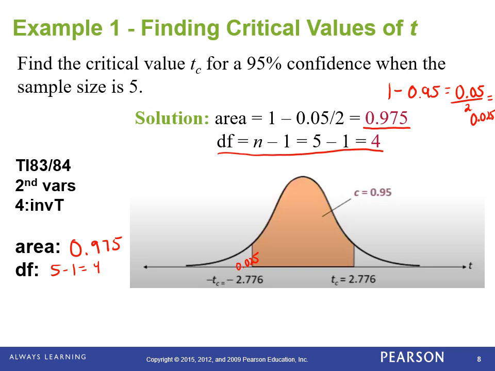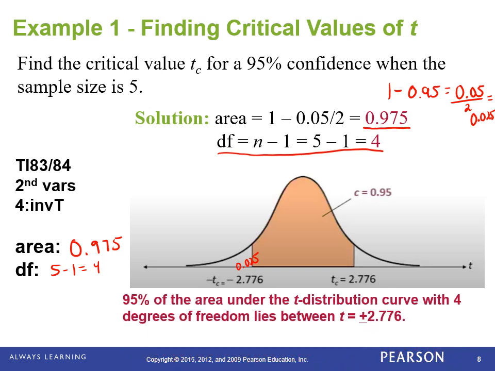You're going to get the 2.776. And remember, you can have the negative one of that or the positive one. Those are our limits on either side. So 95% of the area under the t-distribution curve with 4 degrees of freedom lies between negative 2.776 and positive 2.776. And again, we got those numbers by plugging in on our graphing calculator.